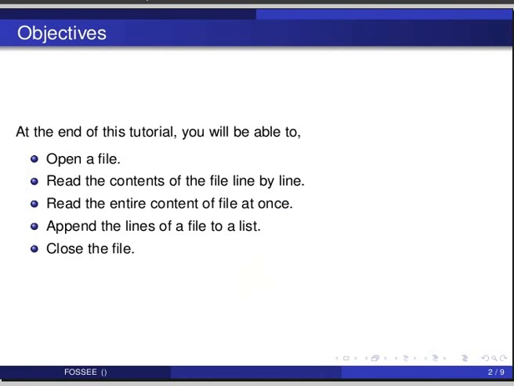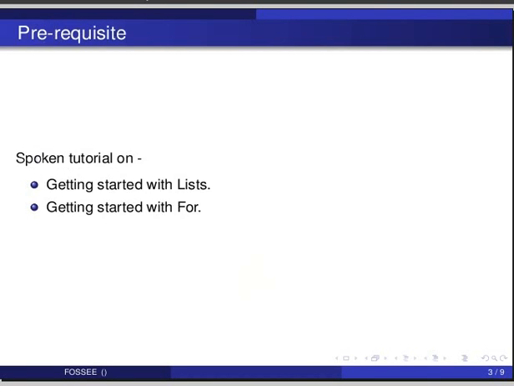At the end of this tutorial, you will be able to open a file, read the contents of the file line by line, read the entire content of a file at once, append the lines of a file to a list, then close the file. Before beginning this tutorial, we would suggest you to complete the tutorial on getting started with lists and getting started with for.